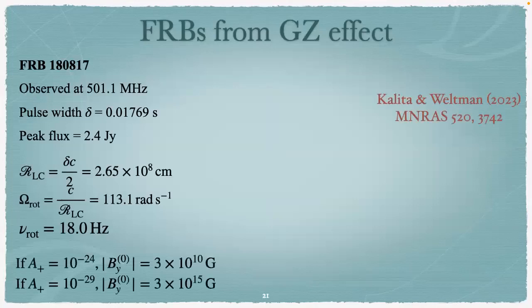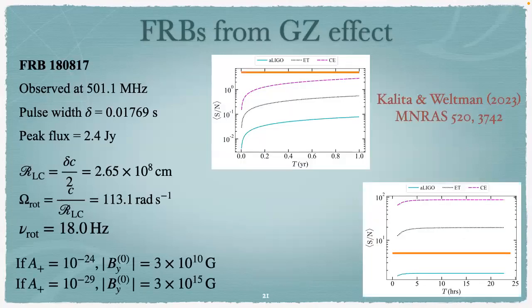Similarly, one more example I took, I'll not spend much time. It's a different FRB, observed at a different frequency, and the pulse rate is different. I chose this because you can show that if the GZ effect is important, its rotation frequency is 18 Hertz. So it's no longer in the LISA range, now it goes to the LIGO range. And you can show that Advanced LIGO or Einstein Telescope detectors can detect it.